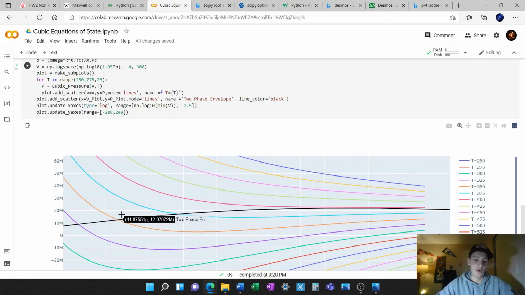And again, on one side we have the specific volumes of the liquid, specific volumes of the gas, and they come to meet right at that critical point.